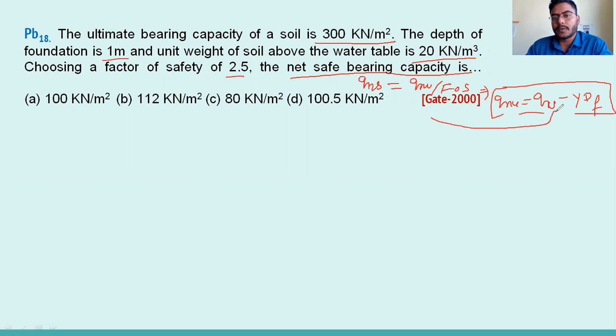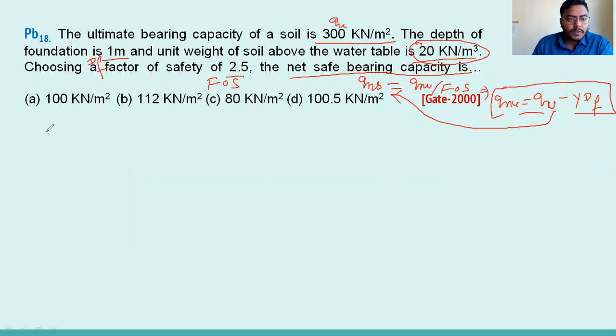So we have to reach from here to here. In the question, you can see QU is directly given, depth of foundation is given, factor of safety is given, and the water table. The unit weight of soil above the water table is given as 20 kilonewton per meter cube. In the whole question, it is not mentioned where the water table is. It means the water table is at a much greater depth compared to the width of the footing, and everywhere you can take the unit weight of soil as 20, right?